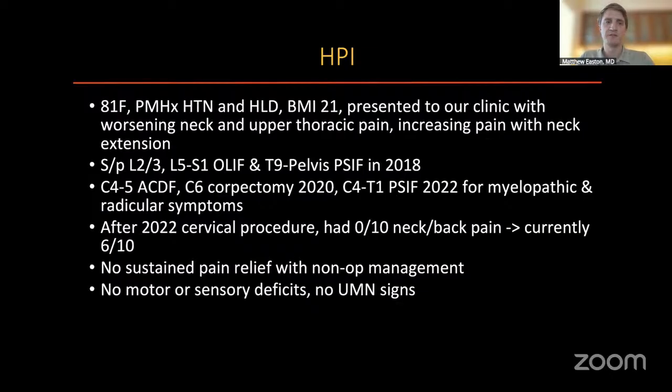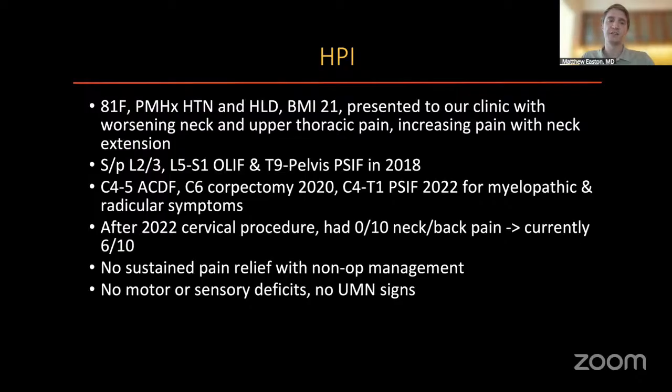So our patient is an 81-year-old female, past medical history of hypertension, hyperlipidemia. She presented to our clinic with worsening neck and upper thoracic pain, as well as kind of an increasing pain with any sort of neck extension.